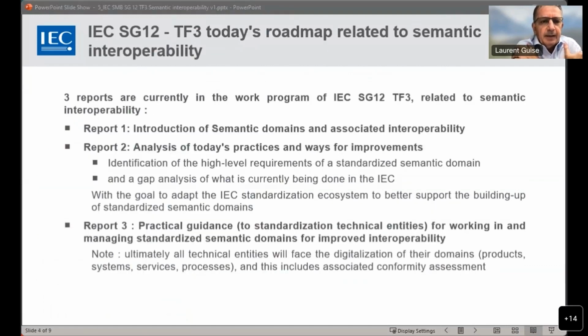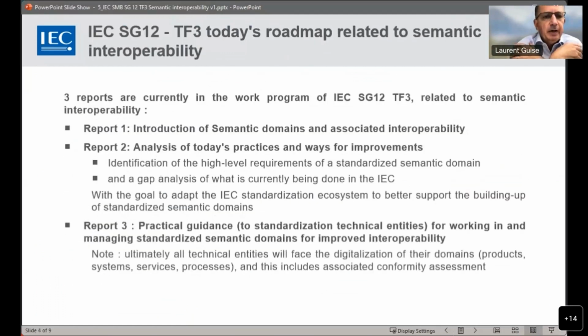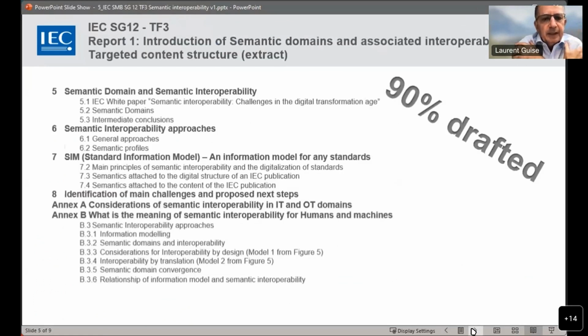Yes, this is Task Force 3, currently relating to semantic interoperability as a project: the writing of 3 different reports. The first one is mostly, I would say, education, which means the introduction of semantic domains.